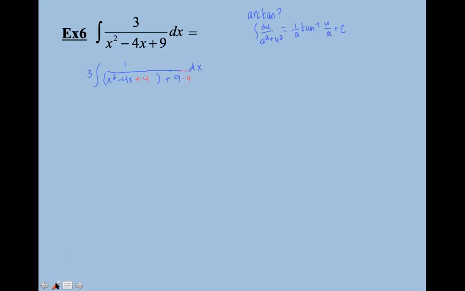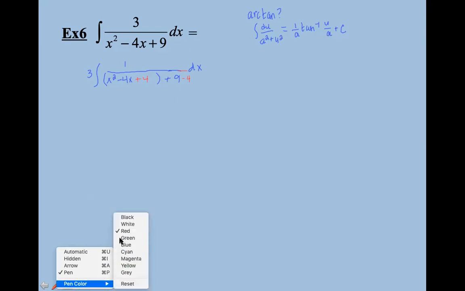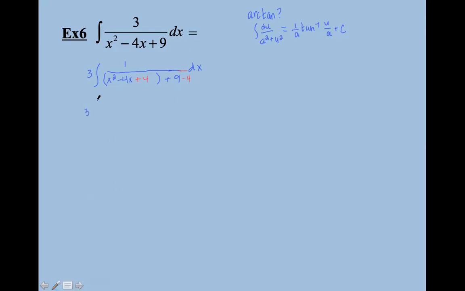So now I'm going to rewrite it. I'm going back to my blue. This now turns into 3 times the integral of 1 over... I've completed the square here, so I can now write this as the square of a binomial, x minus 2 quantity squared, right? That's what this is when I factor it. And here, remember, we counteracted that plus 4 by subtracting 4 outside, and 9 minus 4 is 5. All right, so it's close to looking like an arctan integral here.